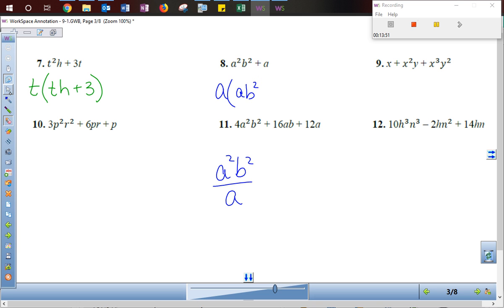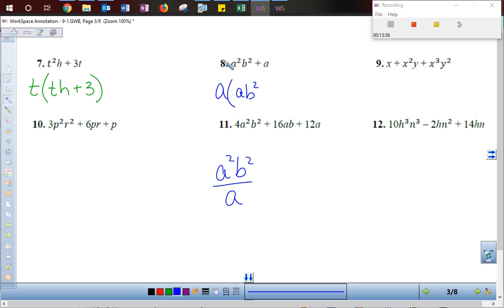So I want you to think of the actual mathematical process behind taking this a out of my binomial. So I take the terms and I divide it by what I'm taking out. So if I start with a and I divide that by the a that I'm taking out, what is a divided by a? It's 1. So I'm left with a times the quantity of ab squared plus 1.